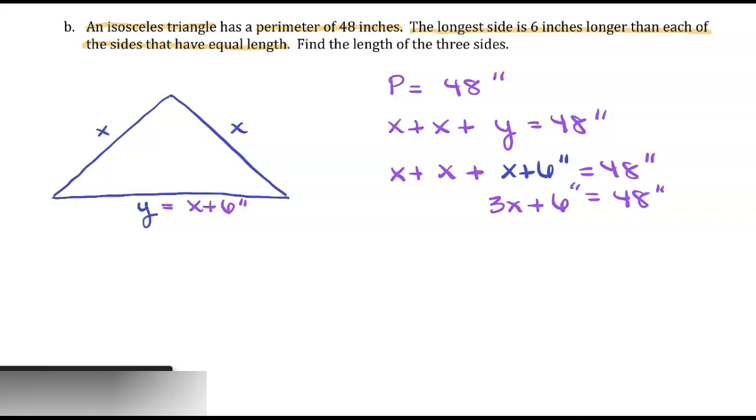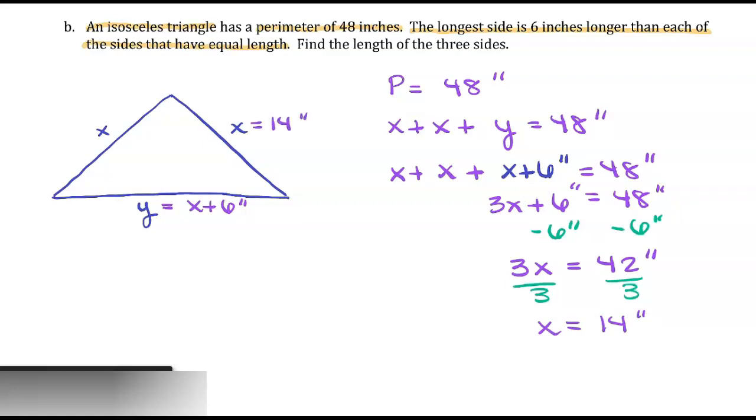Subtracting 6 inches from both sides, we have 3x equals 42 inches. Dividing both sides by 3, that's x equal to 14 inches. Now we know that these two sides of the triangle are equal to 14 inches. We also know that this third side is x plus 6, or 14 inches plus another 6 inches, for a total of 20 inches. We now have the length of the three sides. Let's take a quick look at example 4.